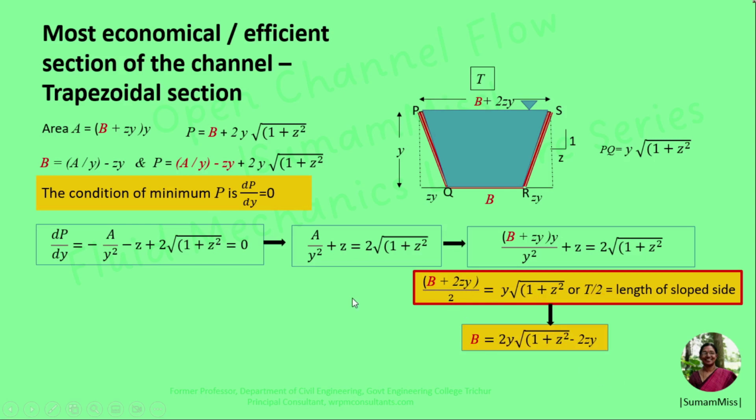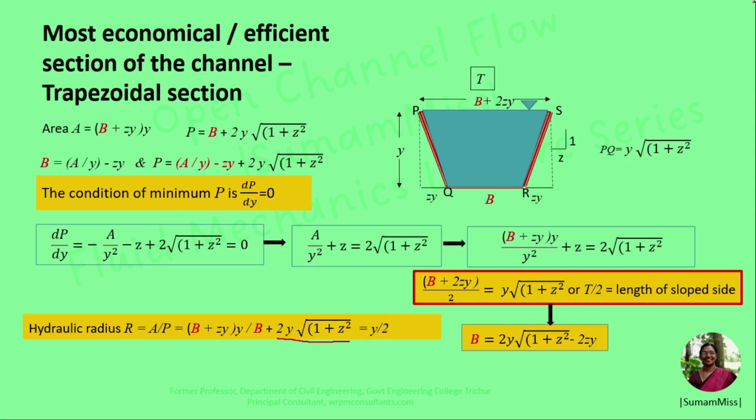Correspondingly, we can find out the hydraulic radius. Hydraulic radius r equal to a by p. A equal to (b + zy) into y, divided by b + 2y into root of 1 + z square. But the most economical section is b + 2zy equal to 2y into root of 1 + z square. So if we replace 2y into root of 1 + z square by b + 2zy, then simplifying, you will get hydraulic radius r equal to y by 2. This is the same as that of the rectangular section.